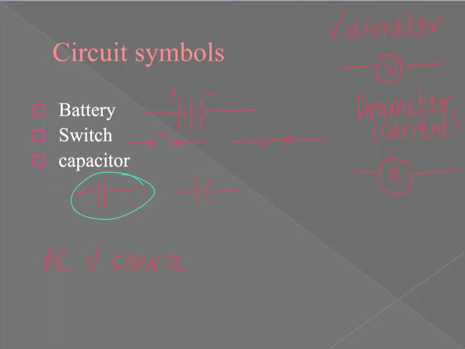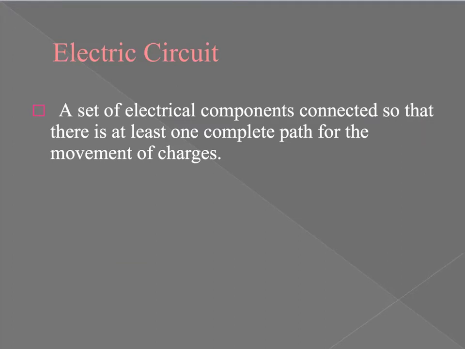Okay, that one will have a line and then a circle, kind of like the meters, but what it'll have inside is this little sine wave, and that represents that it's an AC source. So that covers most of the possible circuit symbols that we will see in this class. You do need to know these and memorize them because we will use them and you will be tested on it.